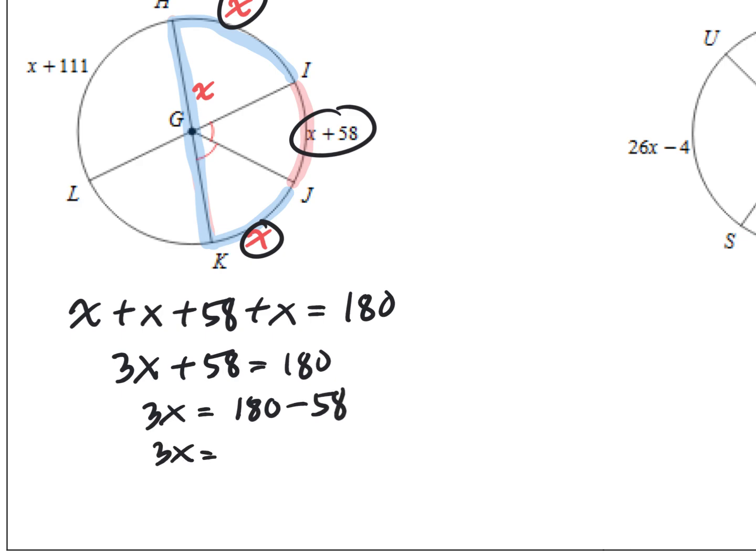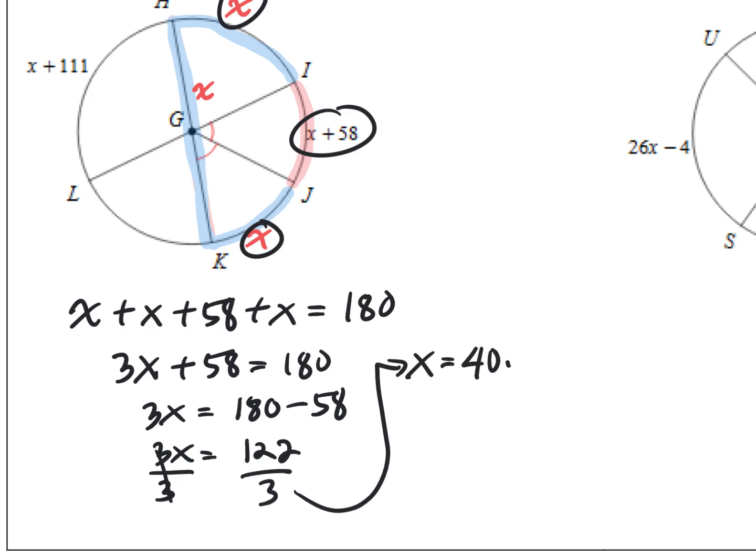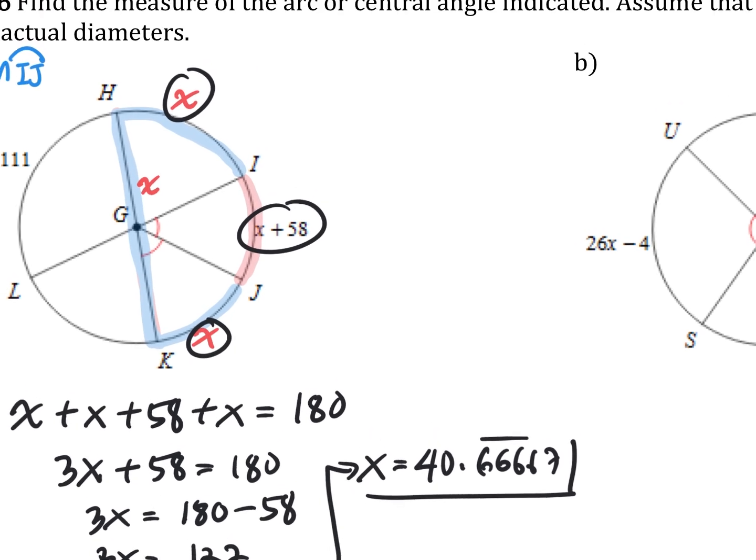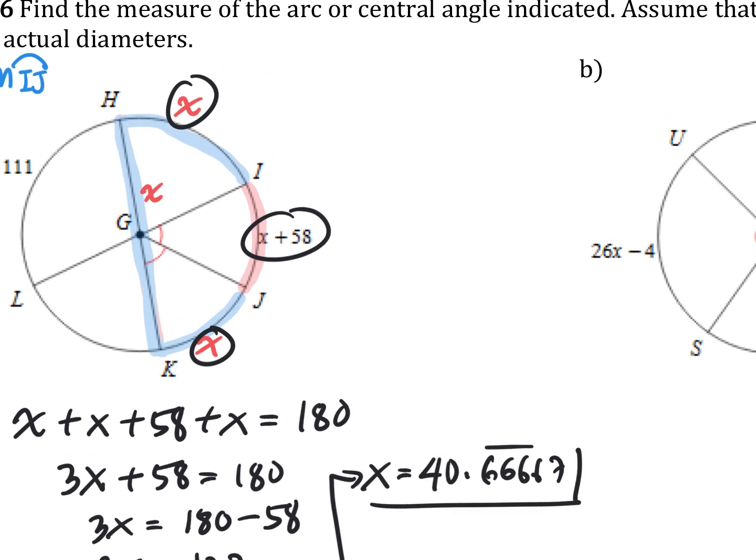3x here is going to give you 122. Let's divide both by 3. Therefore, our value of x here is going to give you around 40.66667. So this is the value of our x in this case. So now to answer the question, what is the measurement of arc IJ, we're going to answer our question by adding this together, 40.667 plus 58, so that's going to give us around 98.